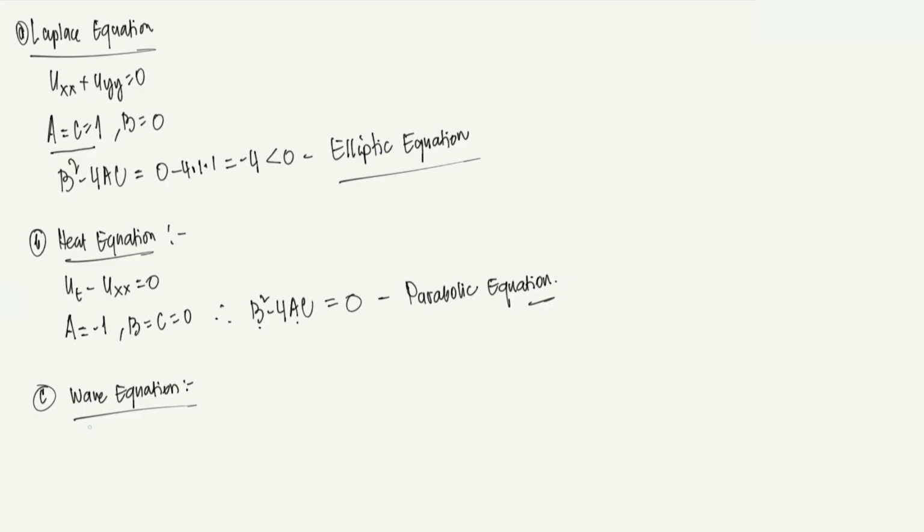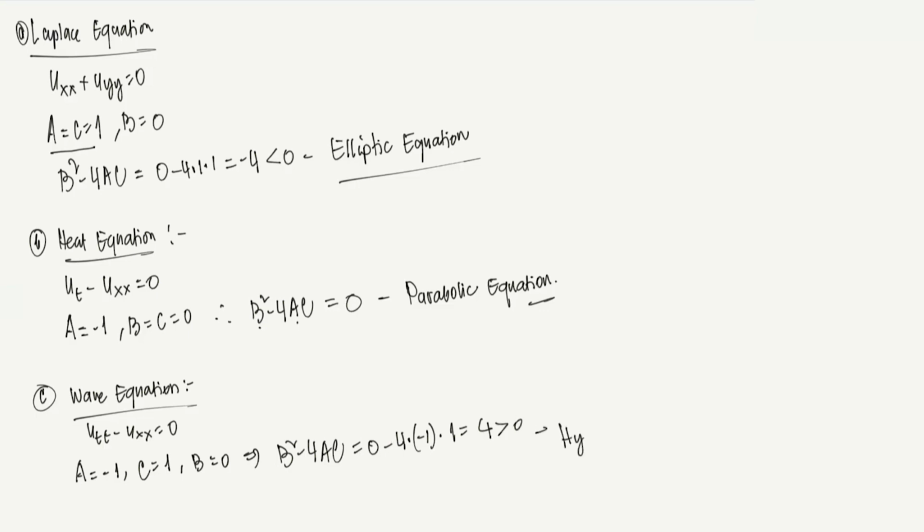So you see, u_tt minus u_xx equals 0. In this case, a is minus 1, b is 0, and c is 1. That implies b squared minus 4ac is 0 minus 4 times minus 1 times 1, which is 4, which is positive. So this is an example of a hyperbolic equation. I hope this is clear. These are the prototypes.